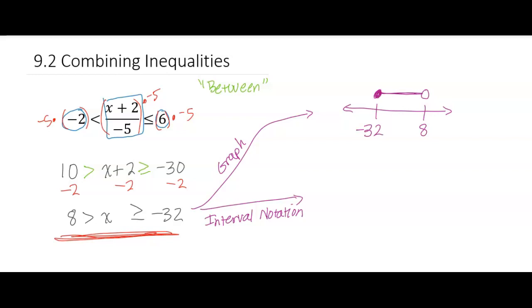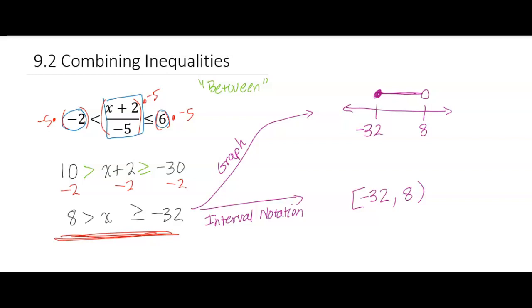Once you have the graph drawn up, getting the interval notation is very simple. The left end is at negative 32, the right end is at 8. We're including the negative 32, so we use brackets. We're not including the 8, so we use parentheses. That's the interval notation part. It's very easy to do if you've done the graph first.